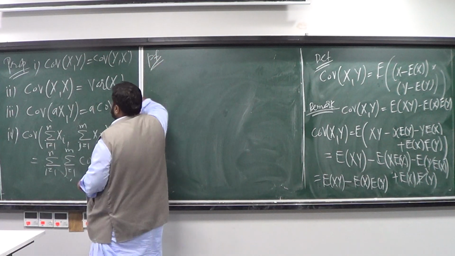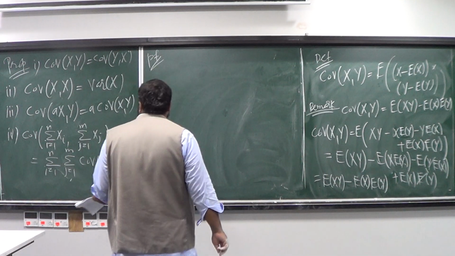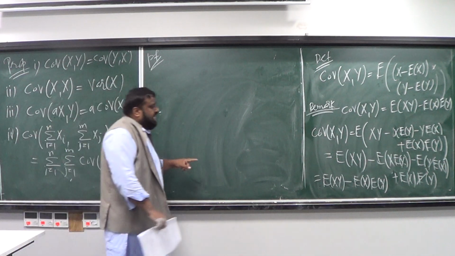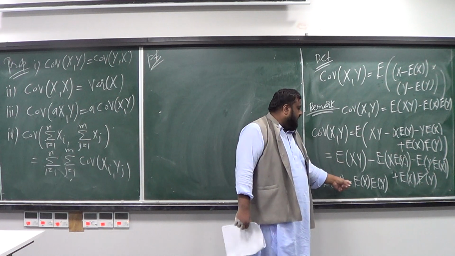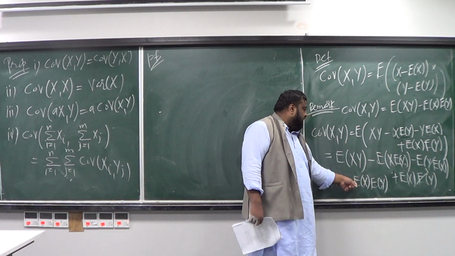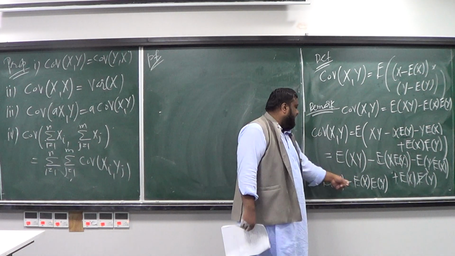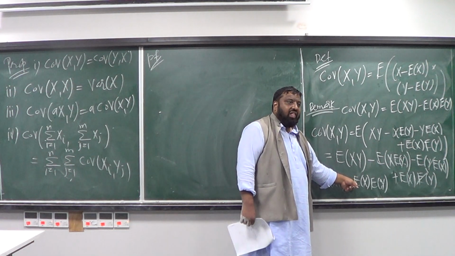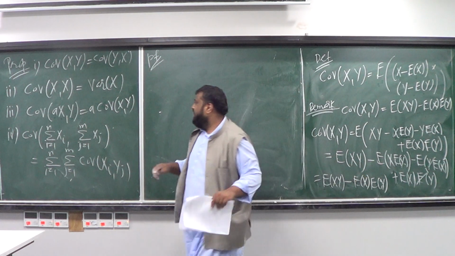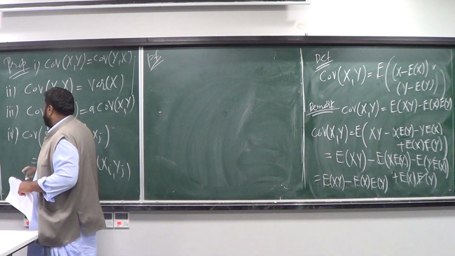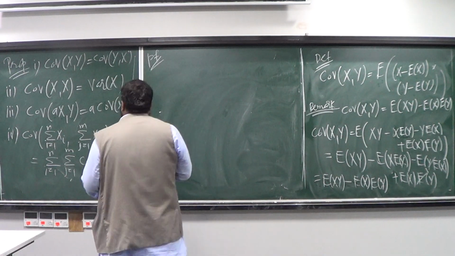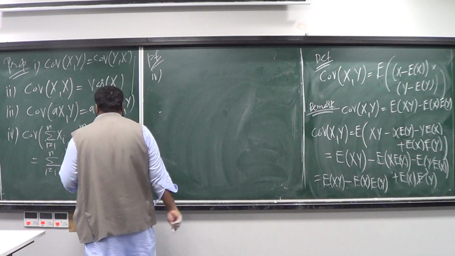Proof of the first and second is trivial. The third is also trivial. Think about it. If you have the covariance of ax and y, this would be the same as expectation of axy minus expectation of ax times expectation of y. So you can pull a out of the expectation here and a out of the expectation here, and then pull a out of both expressions. So you will remain with a times the covariance of xy. So these three are really trivial, and you should do them yourself. The more interesting part is to prove the fourth.